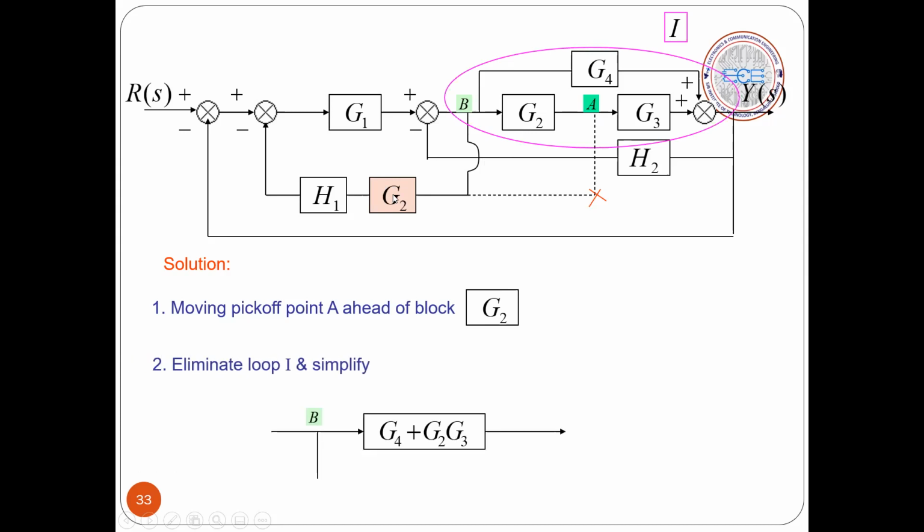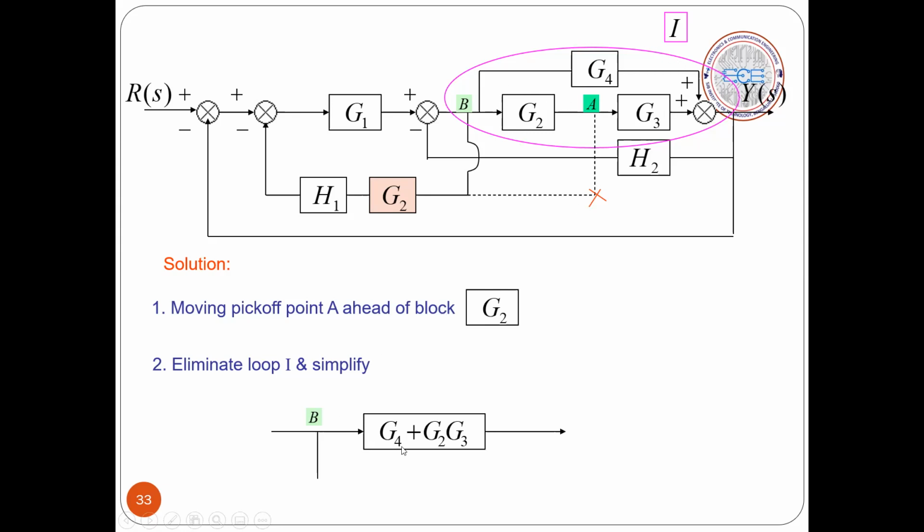Okay, so next what you can see is, once you move from point A to point B, you will see G2 and G3 in cascade. You have to group those two blocks, and you can see that from here to here it is one forward path, and from here to here it is another forward path. That is two parallel lines, you can simply add them. So G2, G3 can be added to G4 because this line and this line are in parallel.